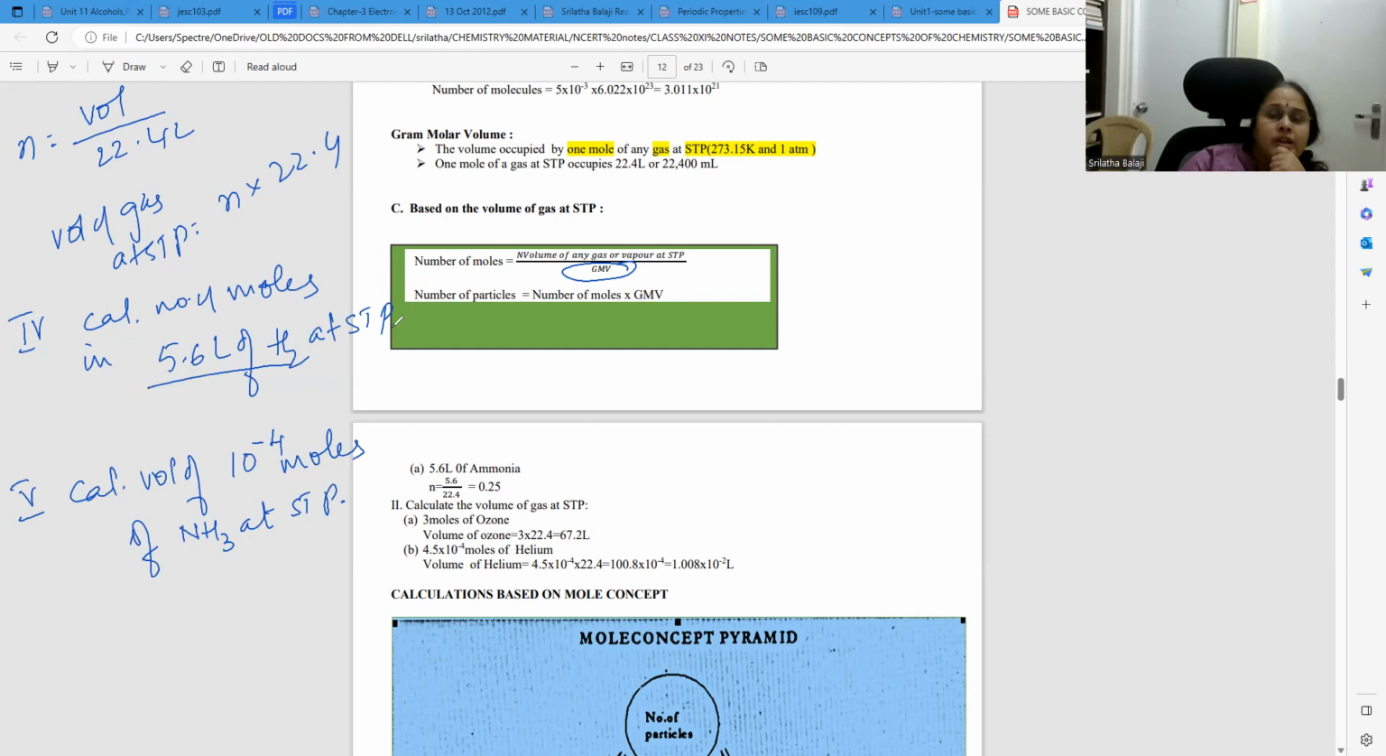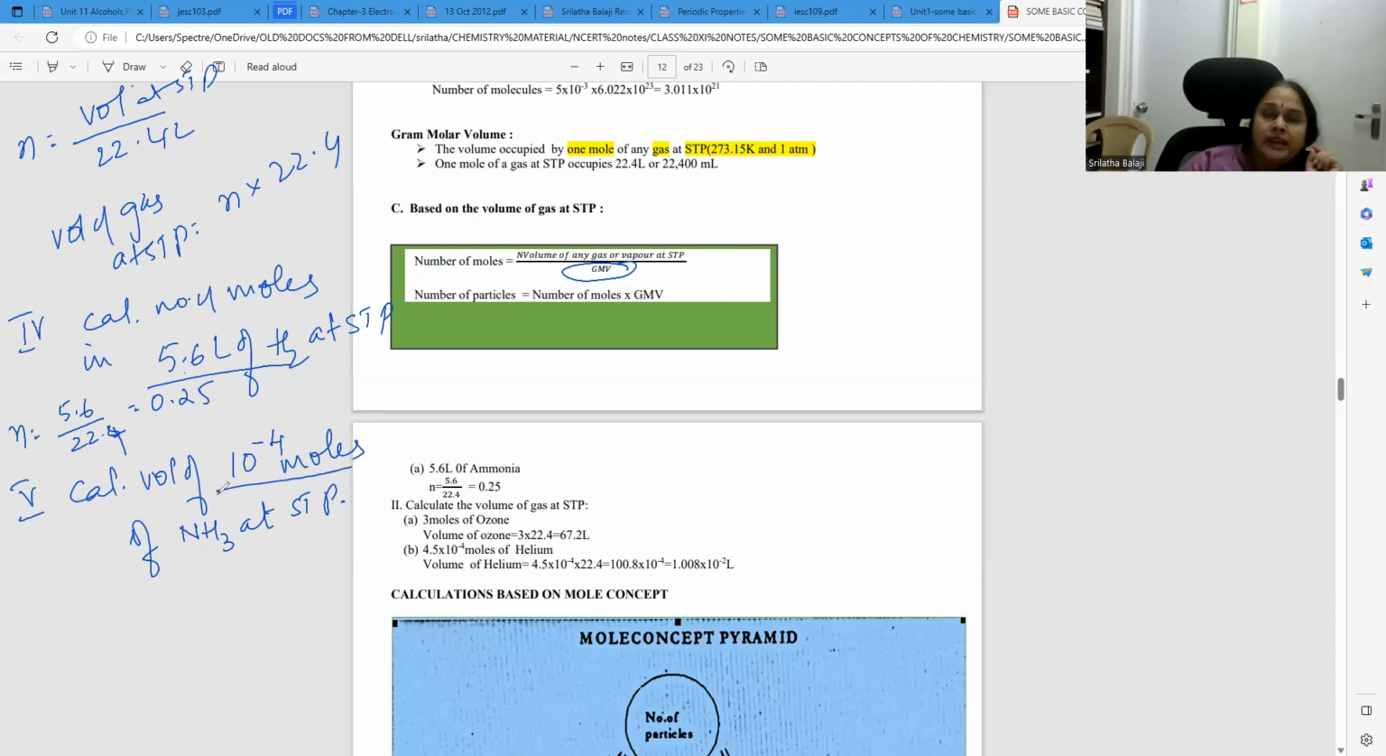5.6 liters of hydrogen at STP. So what is the number of moles? Volume at STP by 22.4 liters. How much is it? 0.25. Exactly. So 5.6 is exactly 1/4 of 22.4. So 5.6 liters makes 0.25 moles of hydrogen.